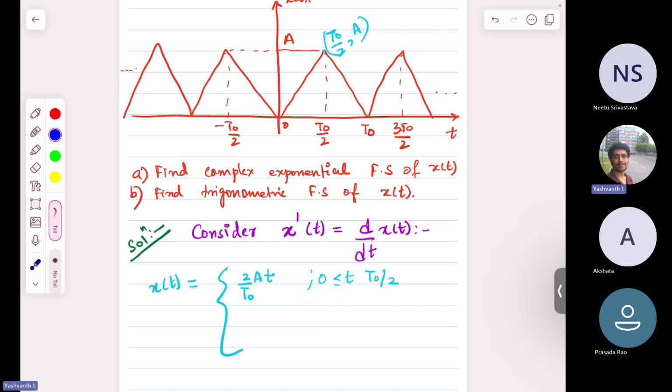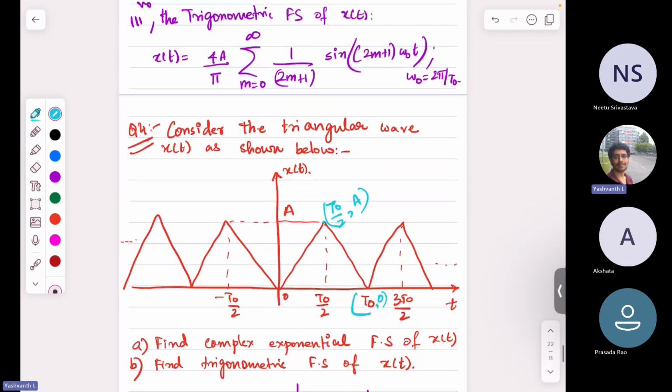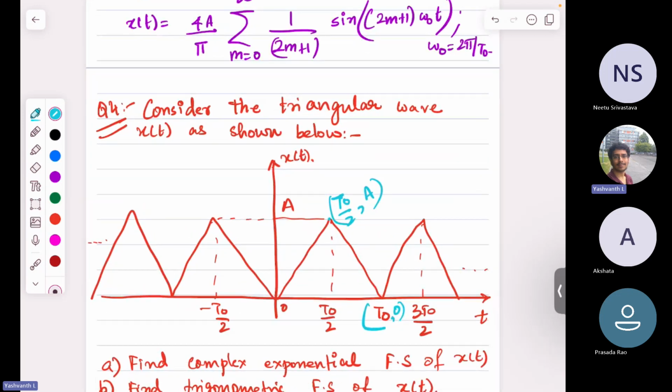Now, similarly, what is this? So now what I will do is compute the equation of this line. This is nothing but the coordinate T naught comma 0. So what is the equation of this line? Let's do it properly. We all know coordinate geometry.